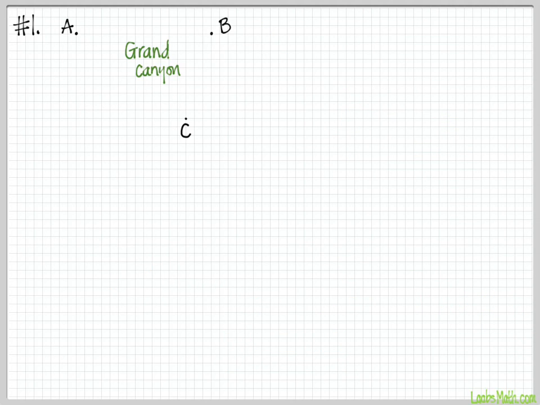The next was a problem about the Grand Canyon. You've got somebody at point A looking across the Grand Canyon at another location, point B, straight across the Grand Canyon. It's due east, or right across it. And then there was another location, C, which is 200 yards from A. So what we want to find out is the distance from point A to point B. So it's kind of like asking you for the width of the Grand Canyon.